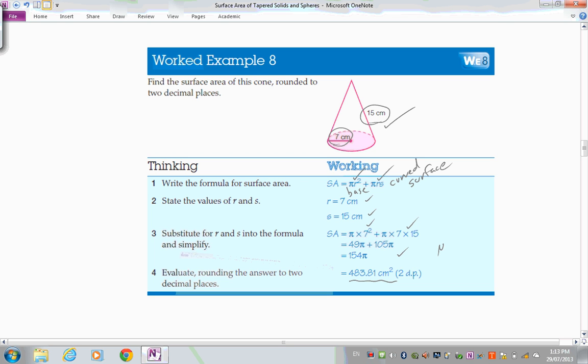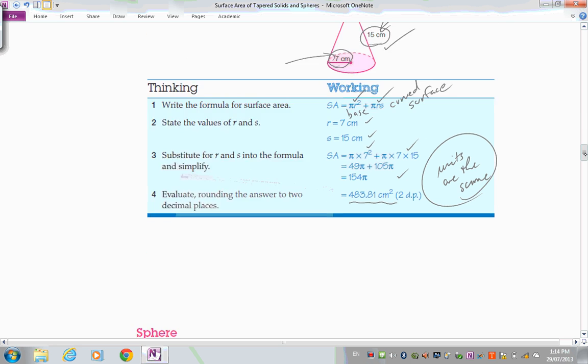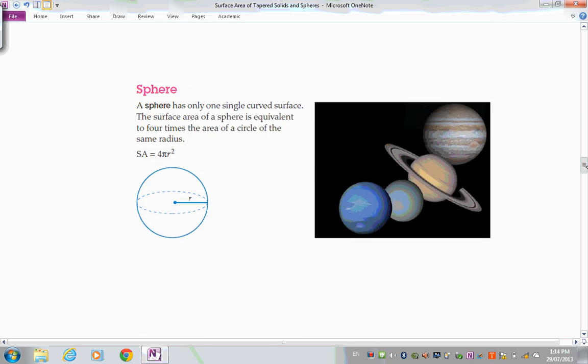Make sure the units are consistent. Units are the same in both measurements. That is, if you're going to use an R up here, here's the R, it's in centimetres, you must make sure the slant height is in the same units. How are you going? This isn't too hard, is it? It's a bit trickier because the solid is tapered and you've got to look at those curvy pieces or tapering pieces, whatever. Let's do a sphere.